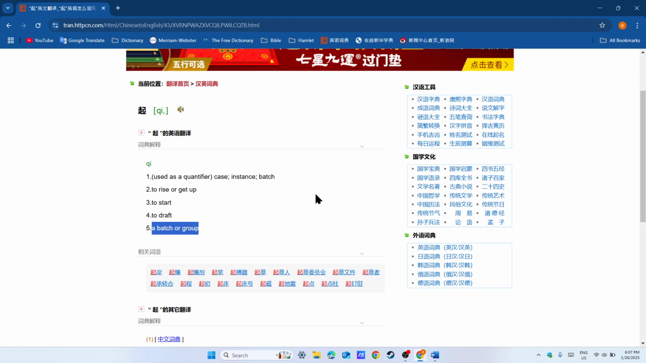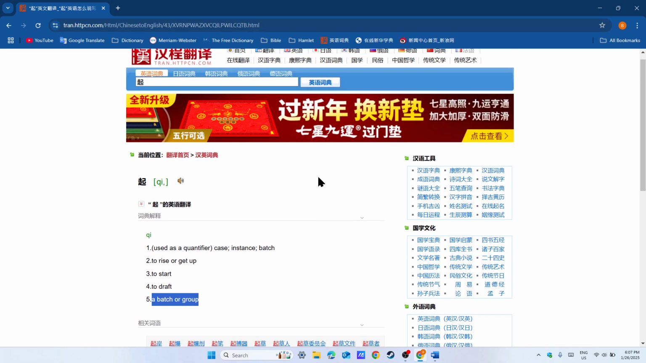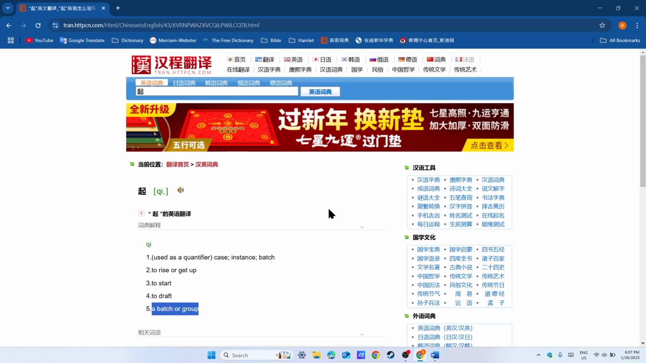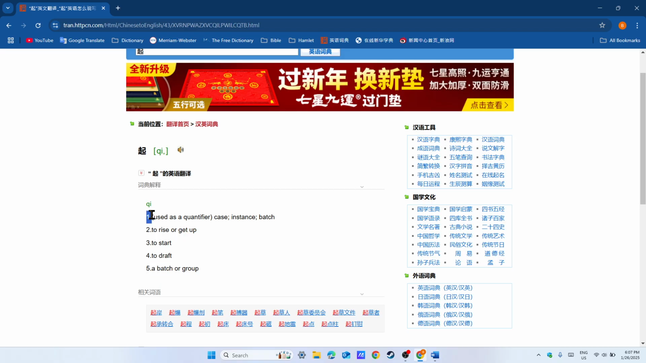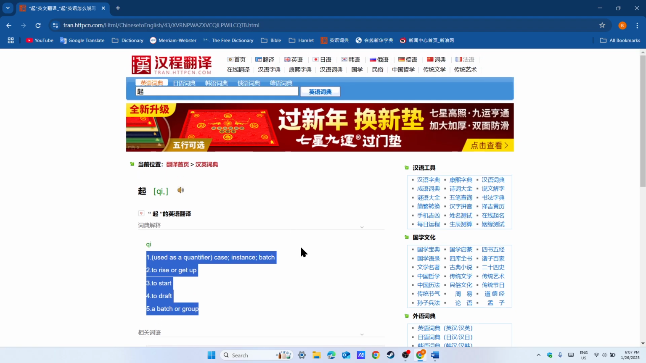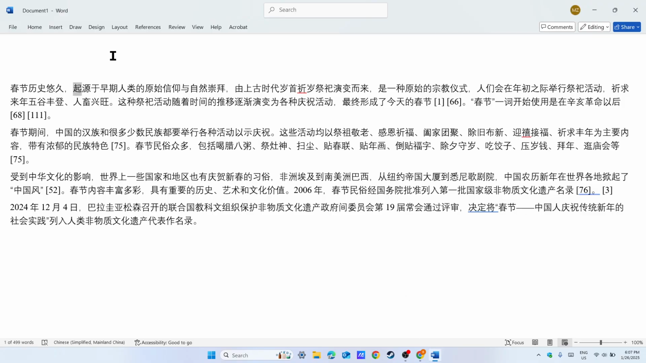Qi, no such meaning. If later we find out it's correct, maybe, but for now, I don't think this explanation is correct. So anyway, I just give you a rough idea about this Chinese word qi. Now we go back to look at the yuan.